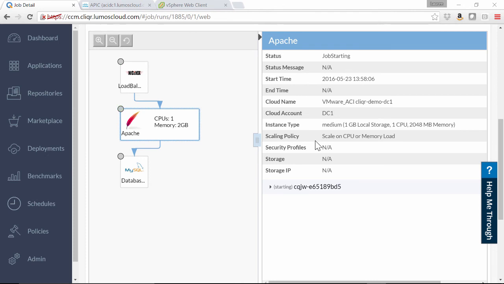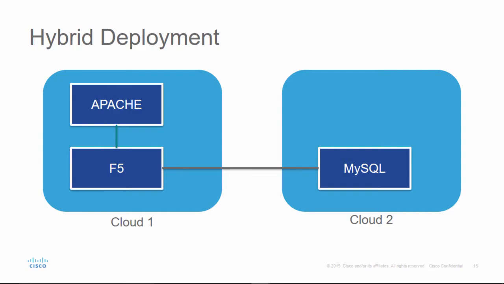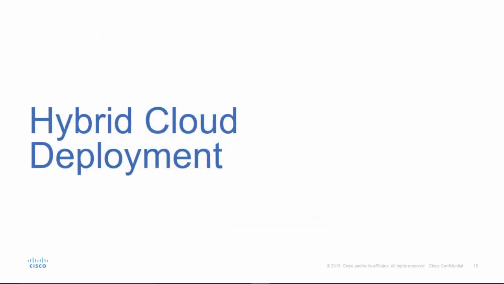While that's running, let's take a look at something else. I just showed the regular deployment to one cloud, but let's say we want to have applications in two different clouds. Maybe one will be in AWS, one will be on-premises, or maybe you have two different on-premises data centers, and you would like to deploy your Apache and load balancer to one cloud, and your database, maybe your MySQL or NoSQL database, to another cloud. Let's take a look at what that looks like.